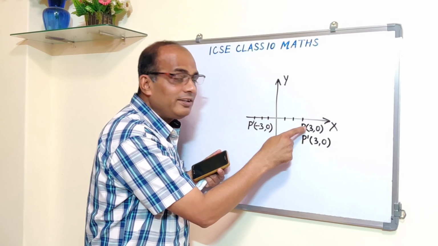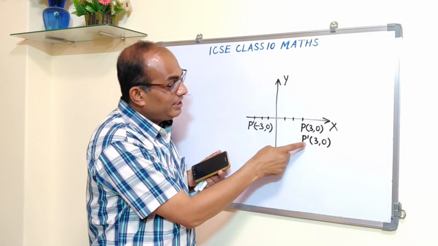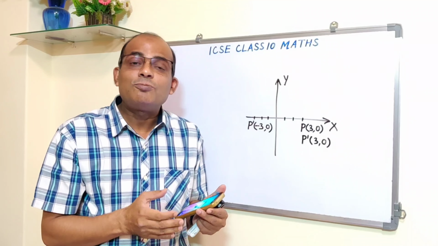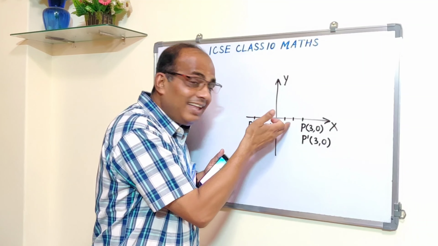But when the point P(3, 0) is reflected in the x-axis, then you see the image, which we call P dash, the image is also (3, 0), same. P is (3, 0) and P dash is also (3, 0). So such a point is called an invariant point. Alright? With respect to, not in general, with respect to this x-axis.